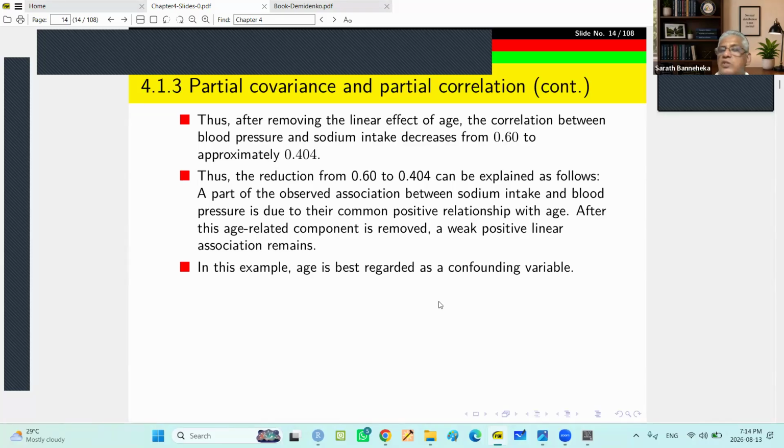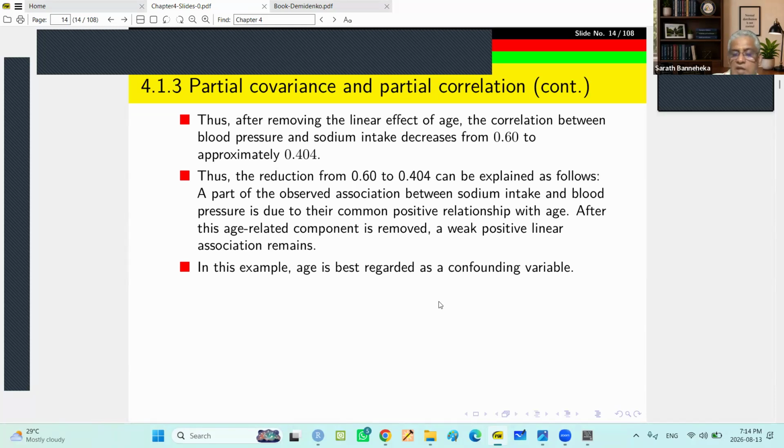In this example, age is best regarded as a confounding variable because it is related in this case to both of the other variables. Right? Age is the Z variable. Z is related to both X and Y generally, right? So therefore, it's a confounding variable, right? It's possible that sodium intake depends on age, and blood pressure also depends on age.